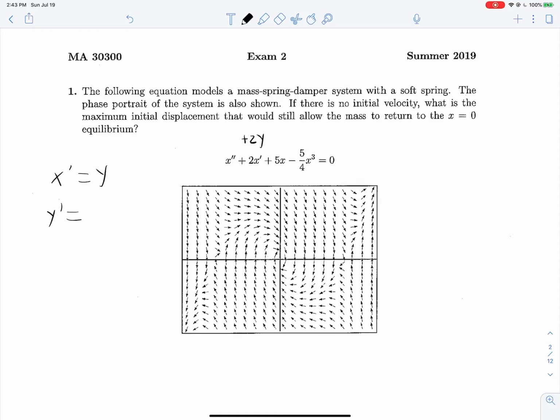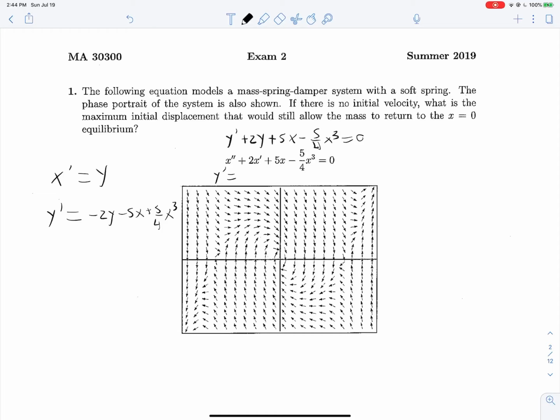What about x double prime? Well, if x prime is equal to y, then y prime, if we just walk back 2 steps, is x double prime. So we can have y prime there in place of that x double prime. Then our x's are still the same, so we have plus 5x minus 5/4 x cubed is equal to 0, or y prime is equal to, all this stuff moved to the other side. So that is minus 2y minus 5x plus 5/4 x cubed.